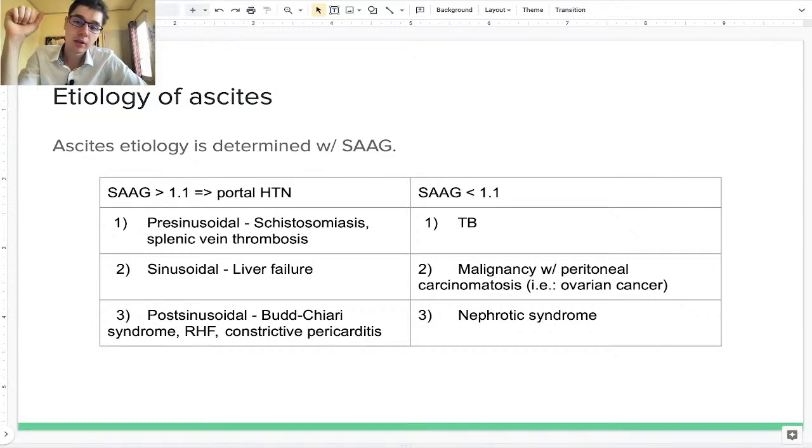For a gradient of less than 1.1, we can suspect TB, we can suspect malignancy with peritoneal carcinomatosis, usually ovarian cancer. As we saw in our case, the patient had a sister who had a BRCA1 mutation, which leads to increased risk of both breast and ovarian cancer. And lastly, a gradient of less than 1.1 is seen with nephrotic syndrome. So, are there any questions on the topic of ascites?